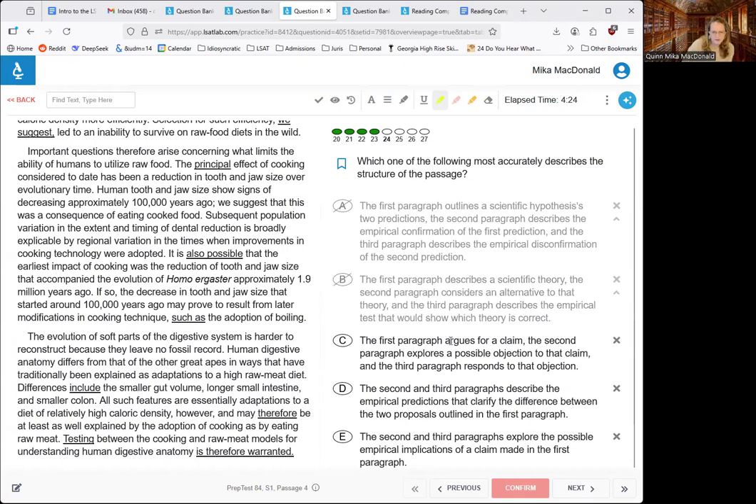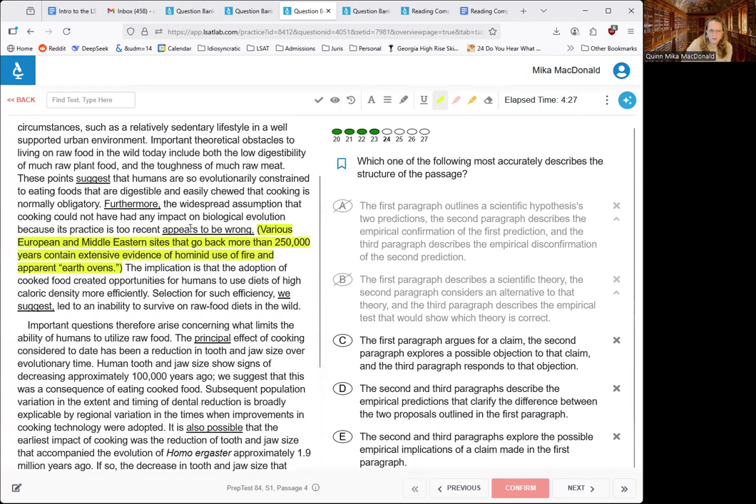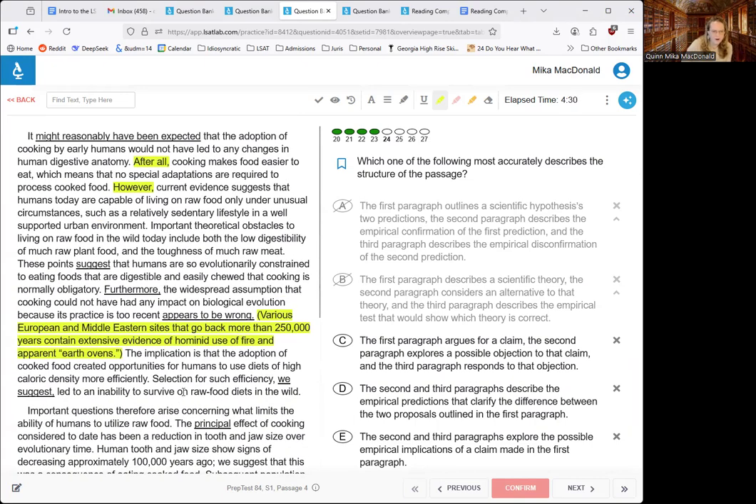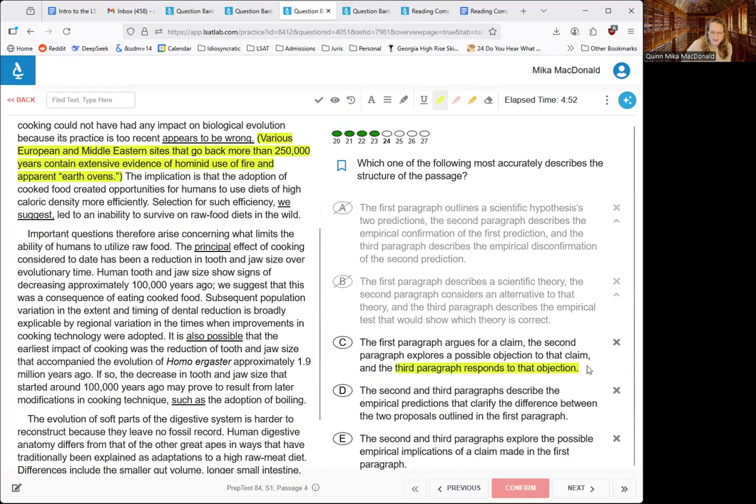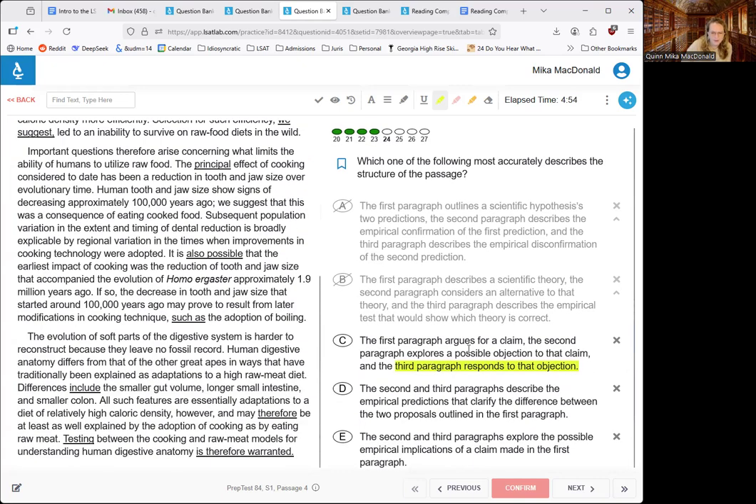I look at C. Okay, I could get behind argues for a claim. Yeah, the author is arguing for this claim. Could I say that the second paragraph explores a possible objection? Yeah, right. It's trying to address how humans have potentially adapted to cooking and how that as a result prevents us from eating raw food exclusively. But again, the third paragraph responds to that objection. No, third paragraph is totally different from the second. We move from teeth and jaw to digestive system.